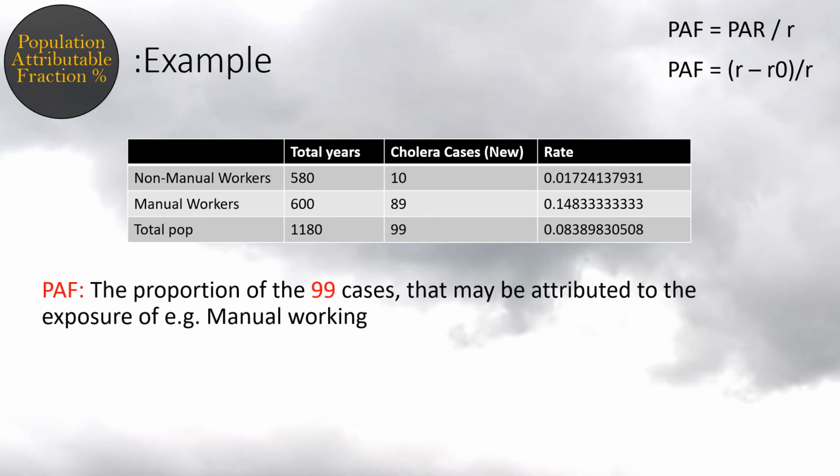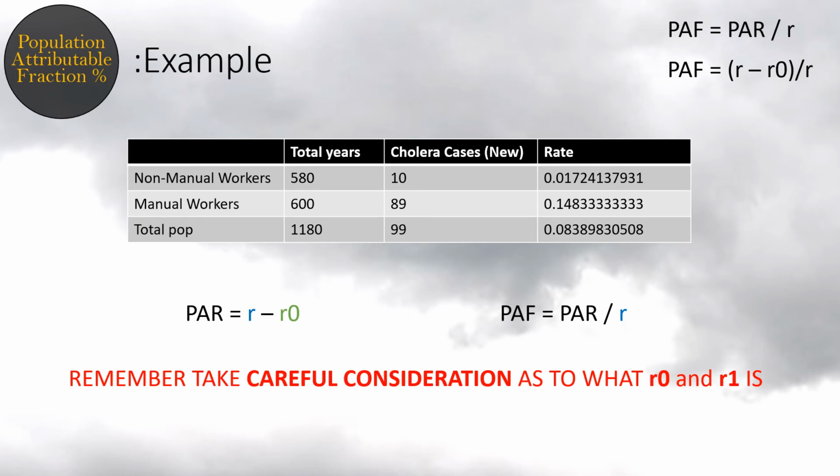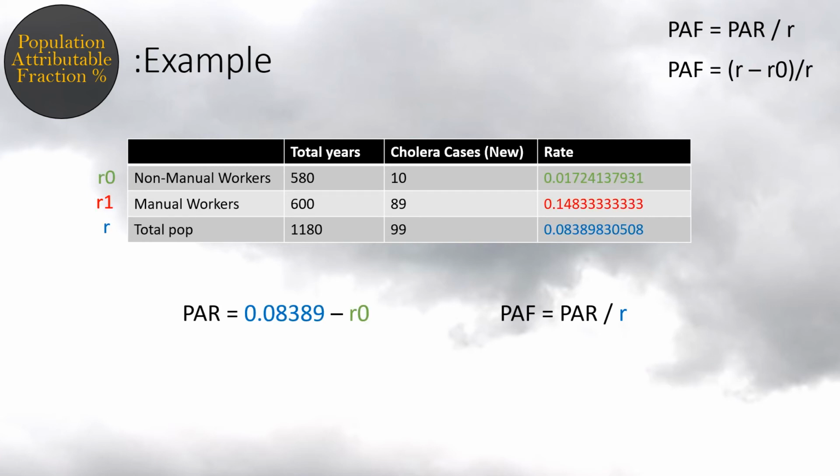manual working. Now then, we've got our R minus R naught, etc., but you really need to take careful consideration as to what to label as the R naught and R1. Now, in this case, we are looking at the manual workers. That's our question. So they're the exposed to manual working, so they are our R1. So we add them as such.